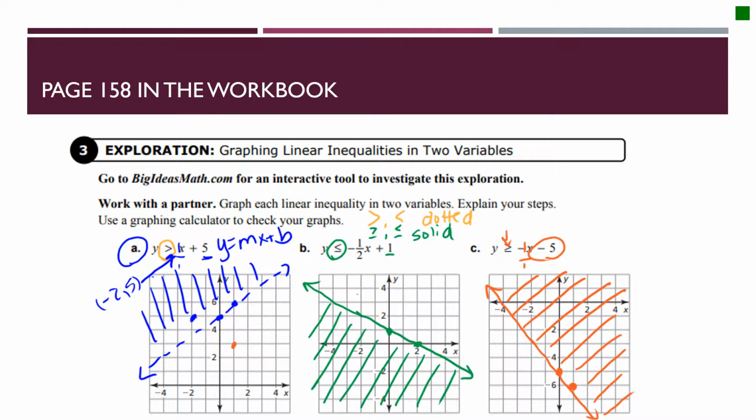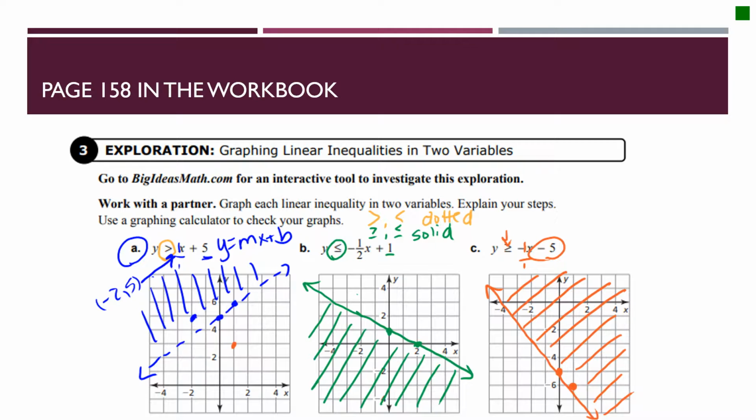On page 158, we have three early examples. So I'm going to use this to kind of give you notes before we actually do the notes. All right, so we're going to start with the first one, A here. And you already know how to graph in y equals mx plus b. You already know how to graph this because we did that last week.